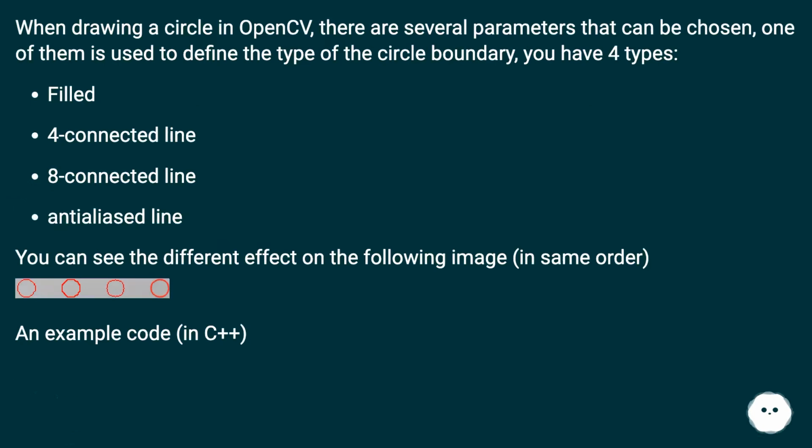When drawing a circle in OpenCV, there are several parameters that can be chosen. One of them is used to define the type of the circle boundary. You have 4 types: filled, 4-connected line, 8-connected line, and anti-aliased line. You can see the different effect on the following image, in the same order.